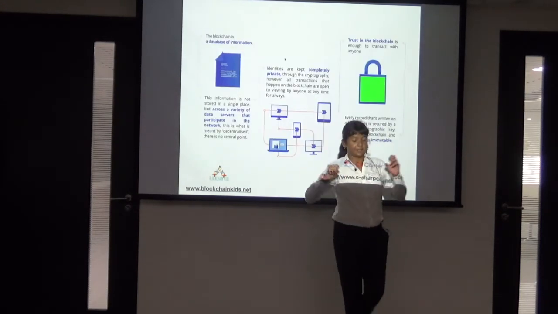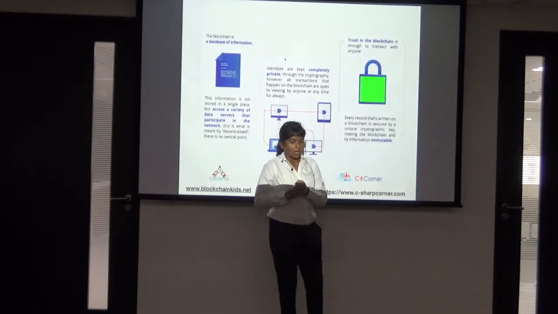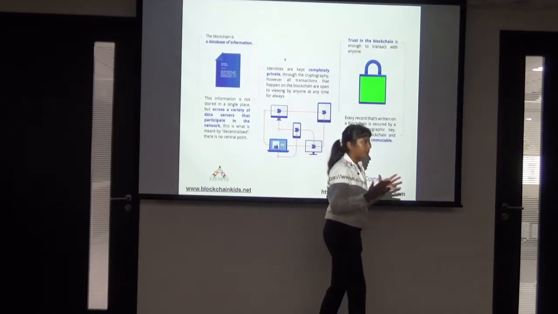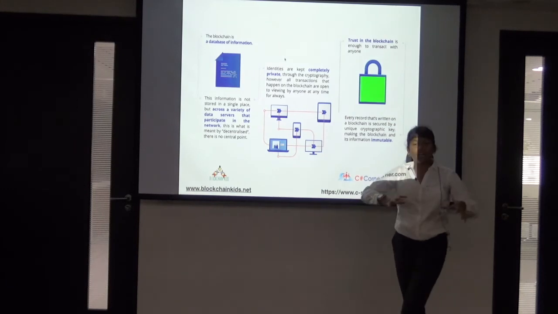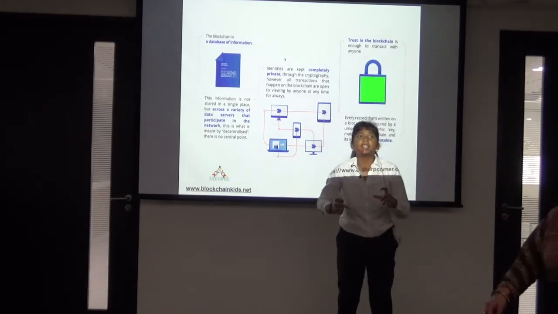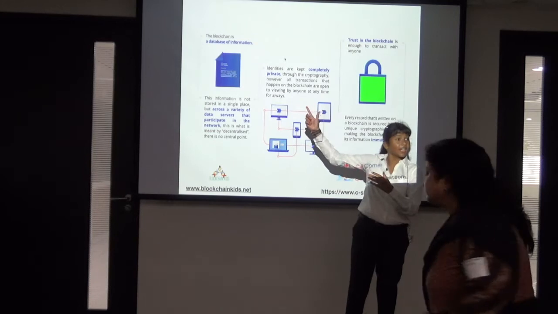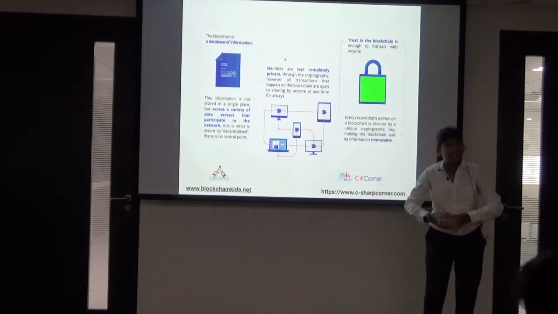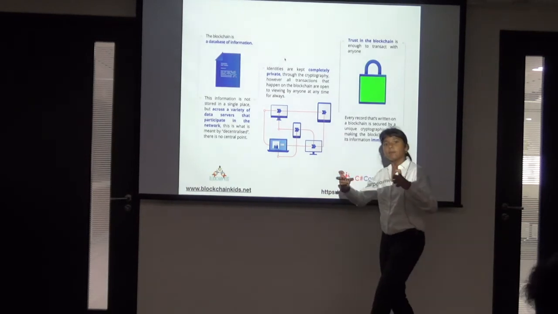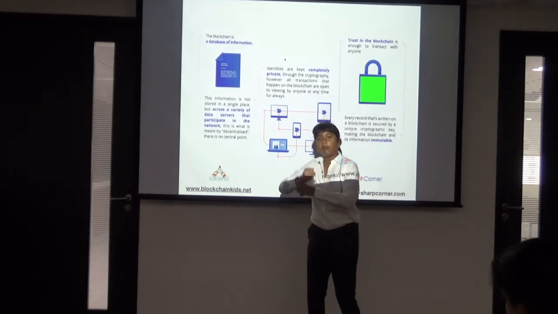Now, what is blockchain? As I told you in BitTorrent, the big file is called the book and the chunks are called the pages. In the same way, the blockchain is the book and the pages are the blocks. And when these pages combine, they form a chain.